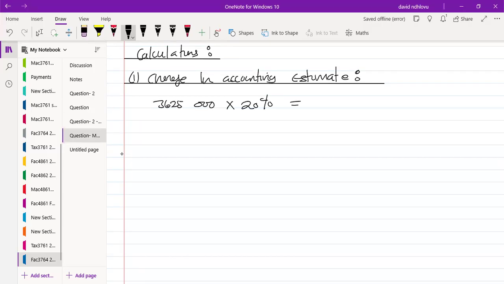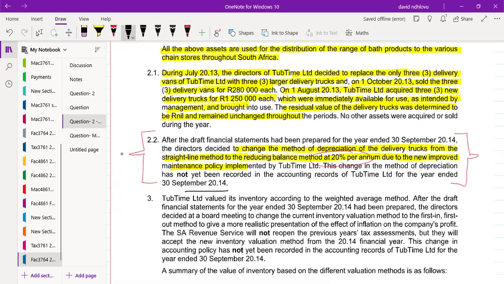Right, so if you say 3,625,000 times 0.2, then we are going to have 725,000. So this is the depreciation, based on the reducing balance method.